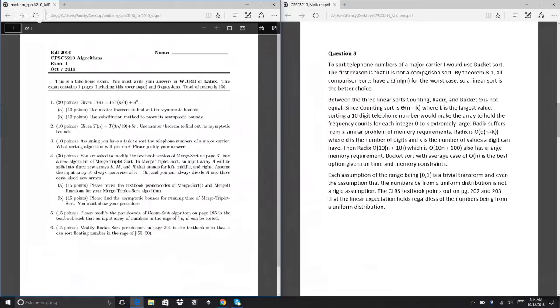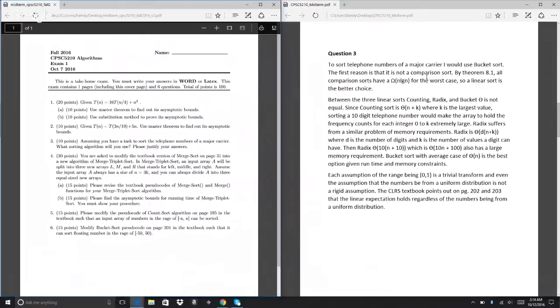Since counting sort is theta n plus k, where k is the largest value, and telephone numbers in the United States are 10 digits, that would make the array extremely large, and you would end up with a lot of wasted space when you're trying to do the frequency counts for each integer 0 to k.